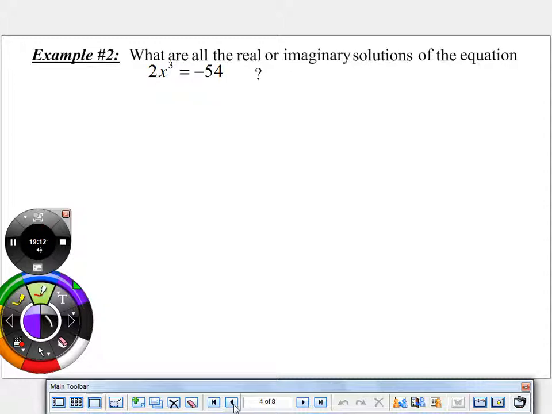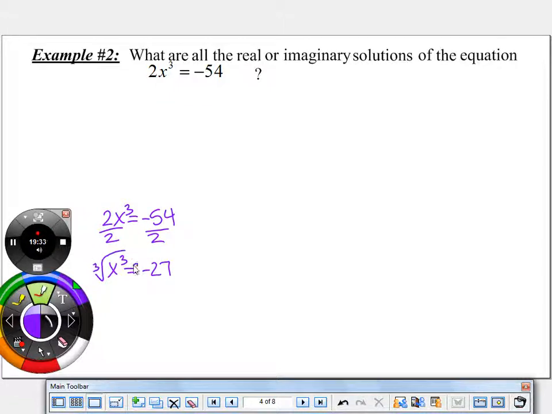Eric? Factor out 2. Or divide both sides by 2? Okay. So if we divide both sides by 2, we would get x cubed equals negative 27. What would you guys do next? Claire?